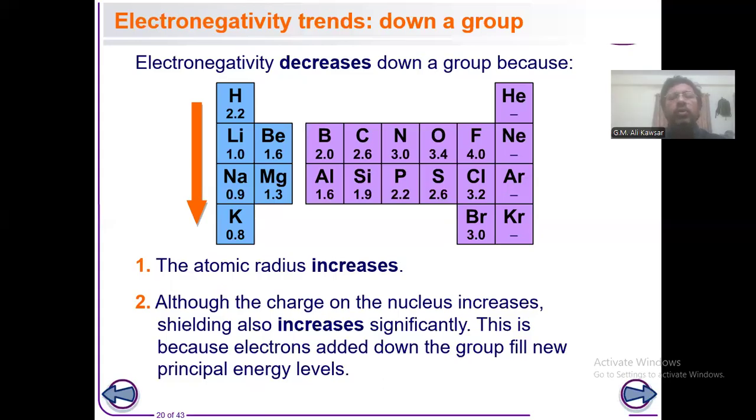And again, if we consider the shielding effect, more and more shells are added down the group.